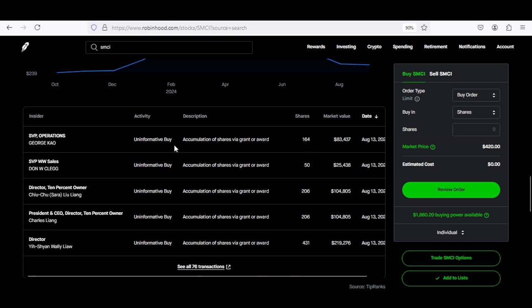Now, let me tell you what this means. Forget all the big words. This just means that this guy got awarded an additional 164 worth of shares for achieving some kind of goal. Either he beat his earnings projection, his team did amazing, but he received shares based on that.